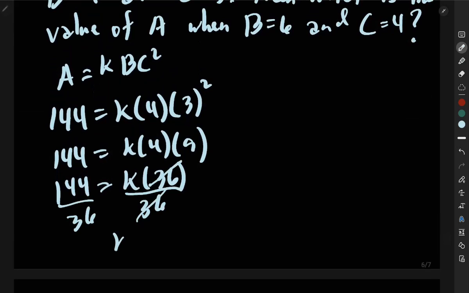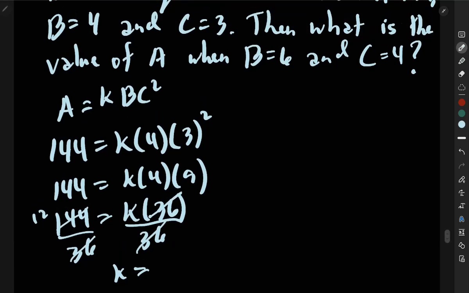So k is, we can reduce this further. It's divisible by 12. 144 divided by 12 is 12. 36 divided by 12 is 3, sorry. So it becomes 12 over 3. But still, it is divisible. 12 divided by 3 is 4. Okay, so our equation now is A equals 4BC squared.